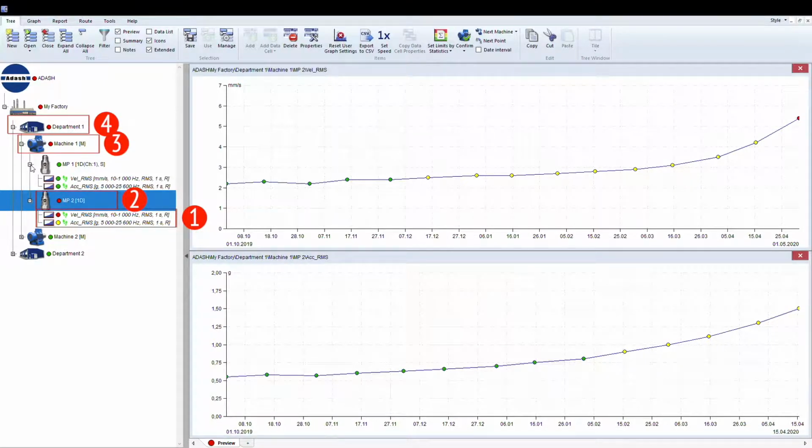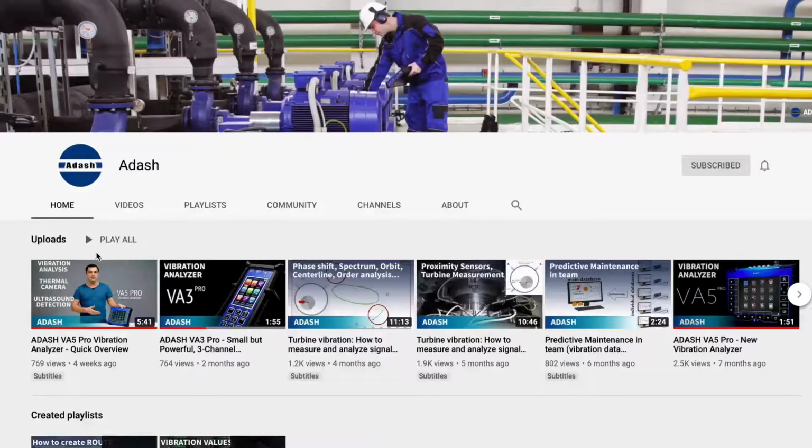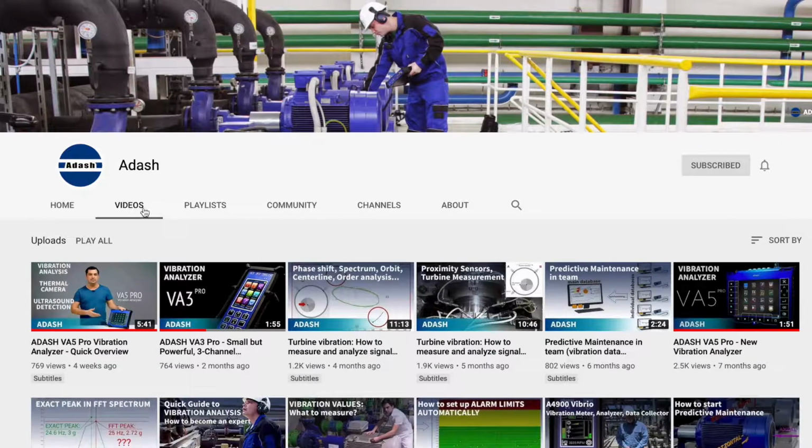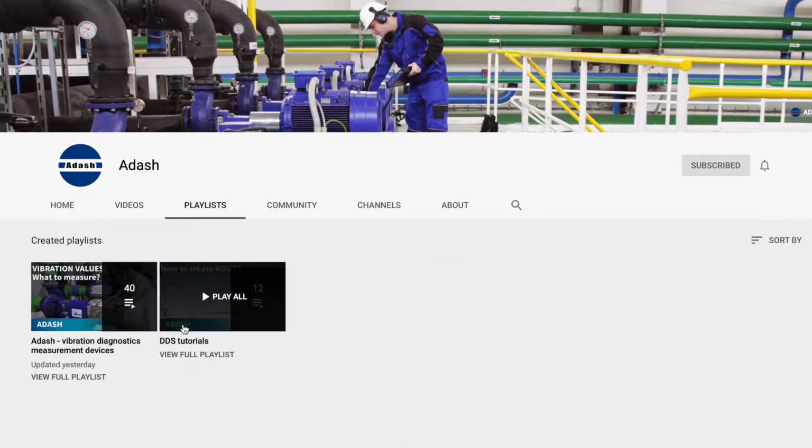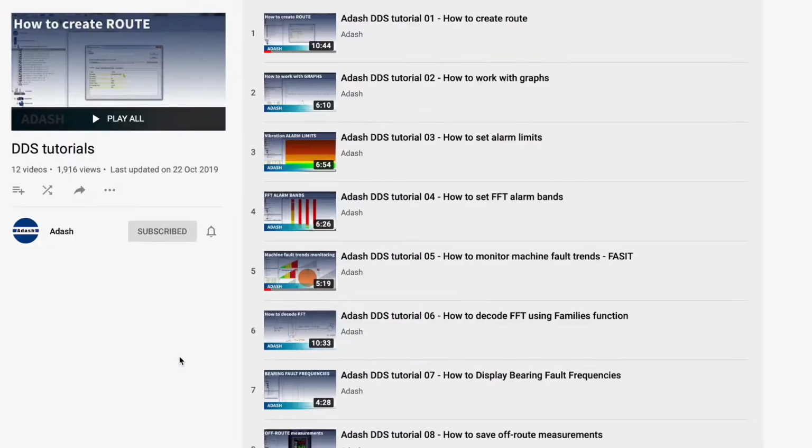it, the root tree. We will create our root tree in the DDS software, and it will basically guide us to which department we should go, to which machine, and where to place the sensor to take our measurements. We have created a lot of DDS tutorial videos which describe, for example, how to create the root tree, how to work with graphs, how to set up vibration limits, and many more.